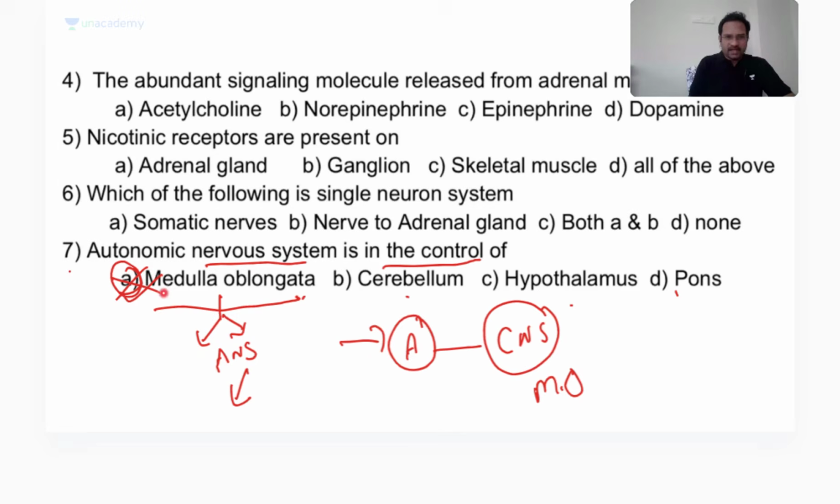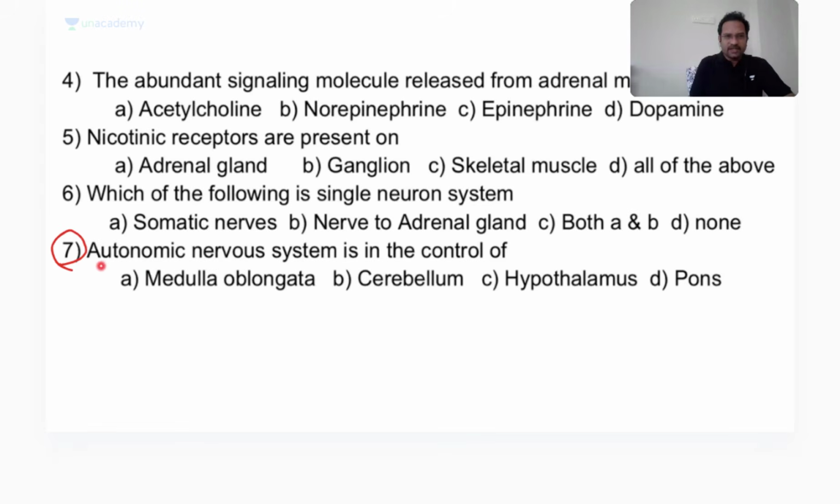All right. I'm sorry. The answer here is hypothalamus, not the medulla oblongata. I'm sorry. See, for the 7th question, the autonomic nervous system is in the control of the hypothalamus, not the medulla oblongata. So the answer is hypothalamus here.